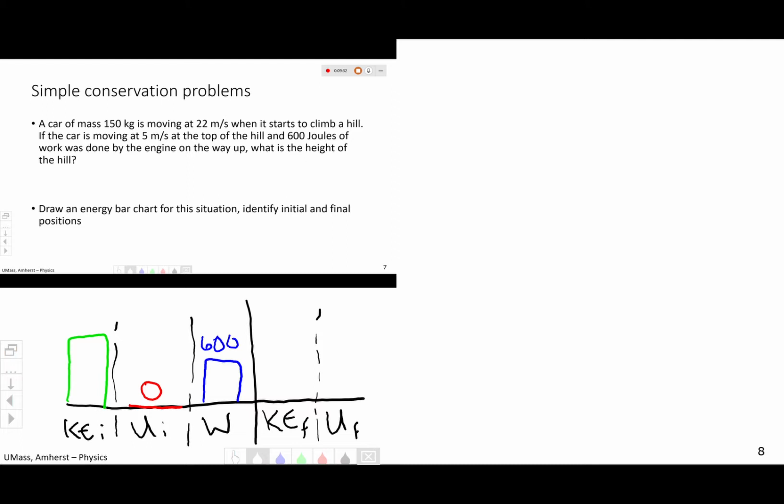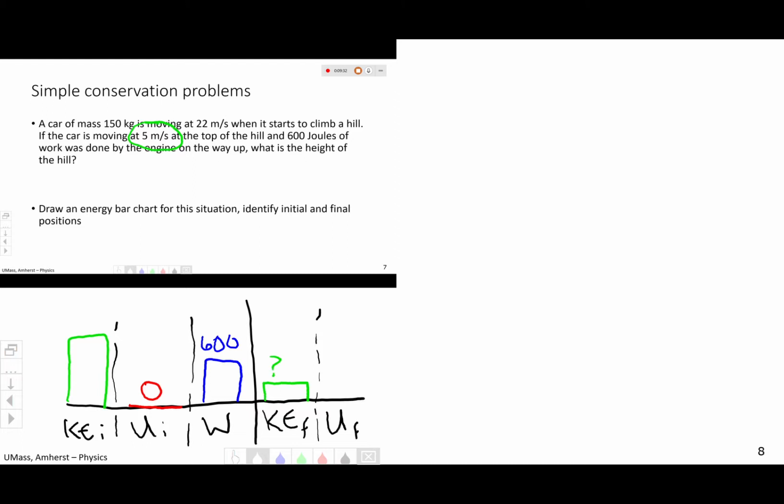Now, what else? KEF. Do we have any final kinetic energy? Well, we're still moving at 5 meters per second at the top of the hill, so yes, we are going to have some final kinetic energy. I'm going to go ahead and give that a bar. We don't know the value of that yet, but we can figure it out.